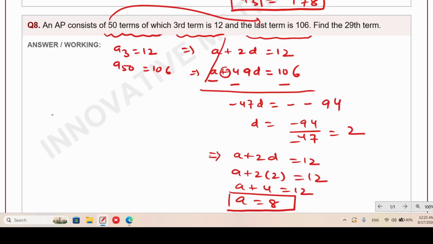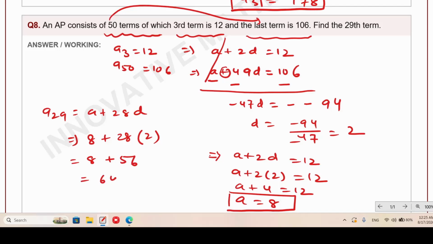Now A29. The 29th term is A plus 28D, right? A plus 28D. So what will we get? A is 8 plus 28 times D, which is 2. So 8 plus 28 times 2, that is 56. So 64 is your answer, A29.